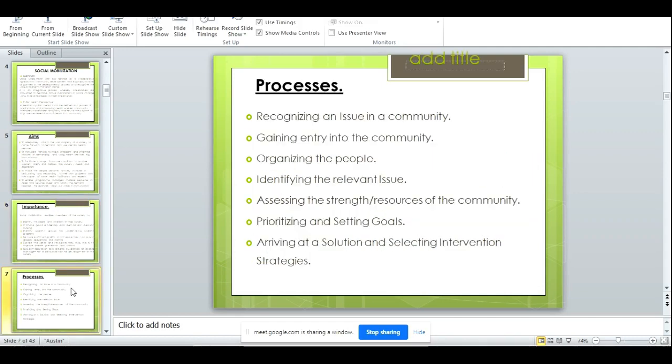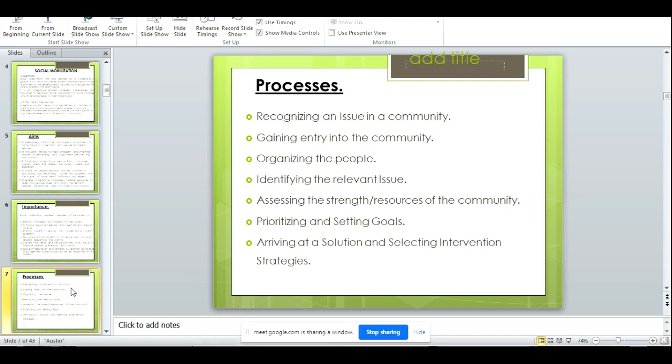So next we'll be talking about the processes of social mobilization. So you want to go into a community to effect change and you want to mobilize the community members. How do you do this? First of all, you have to recognize that there is a problem in the community. Let's say there is high infant mortality in this community and you want to solve the problem, you may not really know why that problem exists. So if the problem is in the community, the solution is in the community. So you have to go into the community to find out why that problem exists.